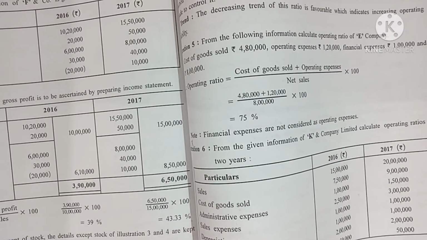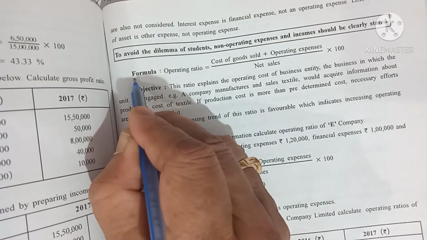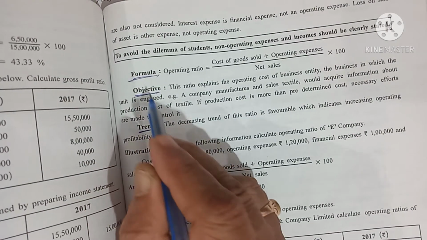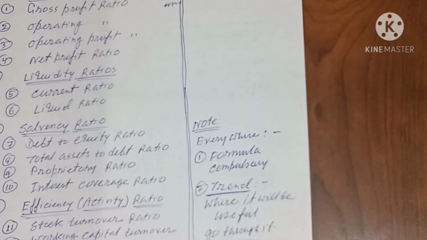One more I want to show you so that you can understand. See this page number 219. This is the formula. This is the objective. This is the trend. The formula, objective and trend, everywhere you will learn it.